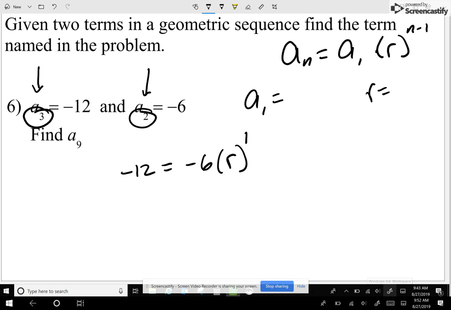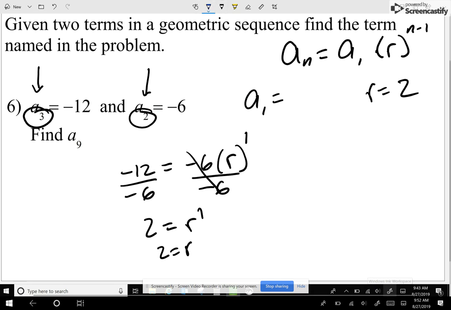Solve for r. Let me divide both sides by negative 6. So I get that 2 is equal to r to the 1. We can just agree that r is equal to 2, right? We found r. We found the rate.